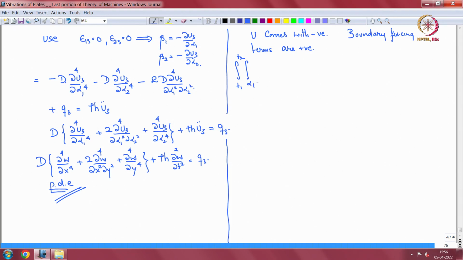Integral over time, integral over alpha 1, q3 star minus q3 delta u3. This is the externally applied shear force and this is the internal, plus m22 star minus m22 delta beta 2, plus m21 star minus m21 delta beta 1, d alpha 1 dt. And this is at alpha 2 constant edge.